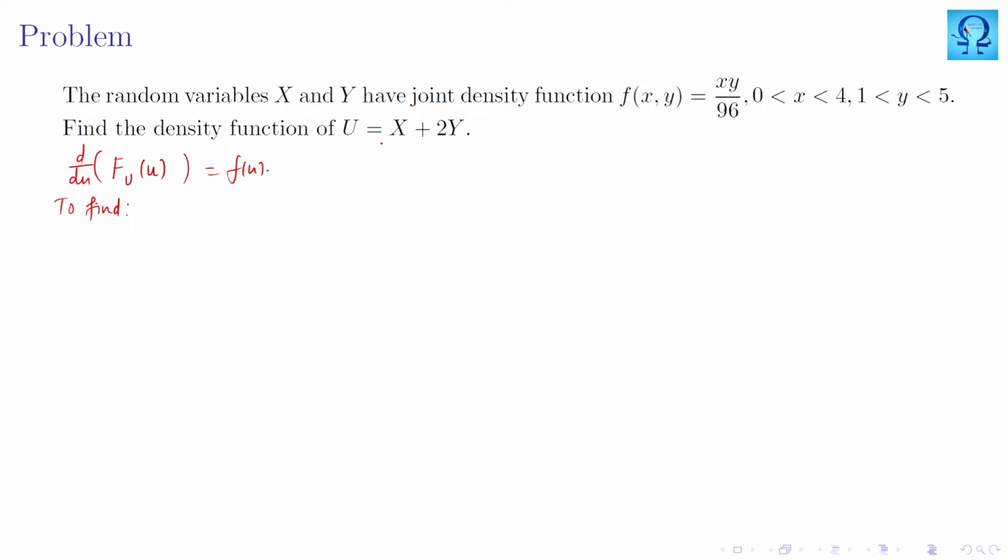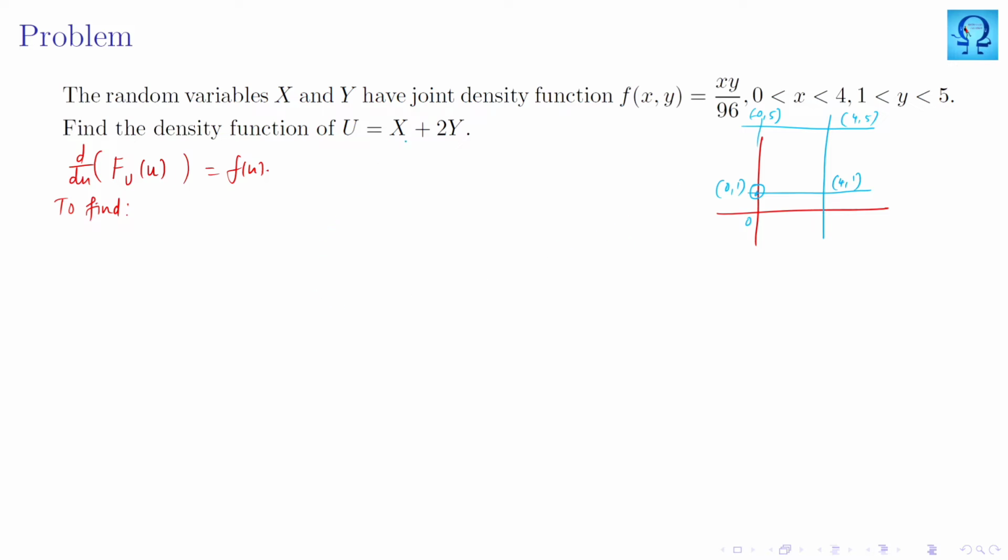Now we will find it out, but let us try to look for the possible values of this U. If you see, from 0 to 4 we have x, and 1 to 5 we have y. So these are the points: x is 0 and y is 1, here it is 4 comma 1, this is 4 comma 5, and this is 0 comma 5.